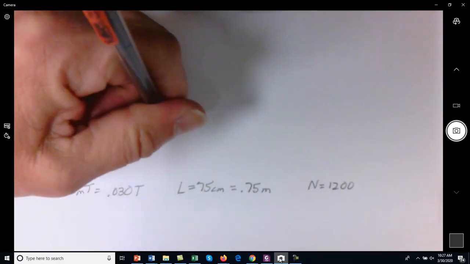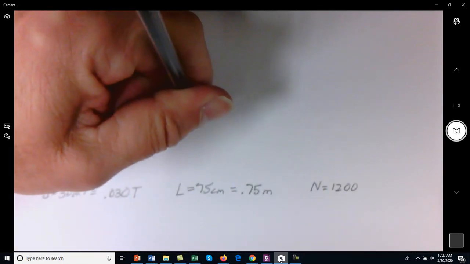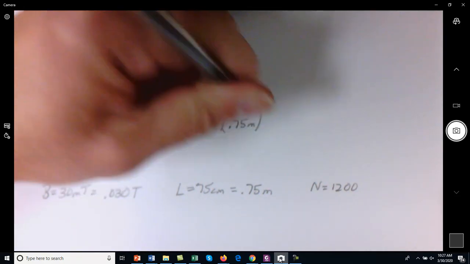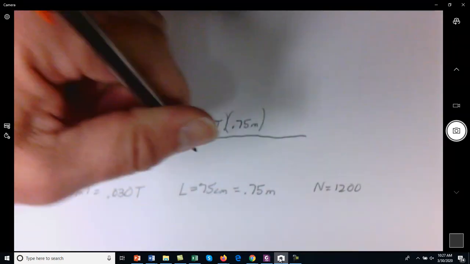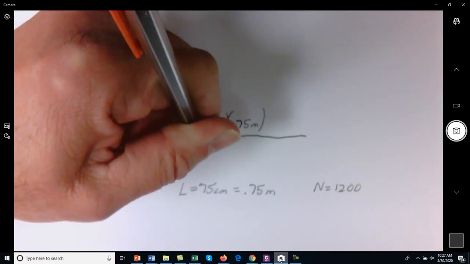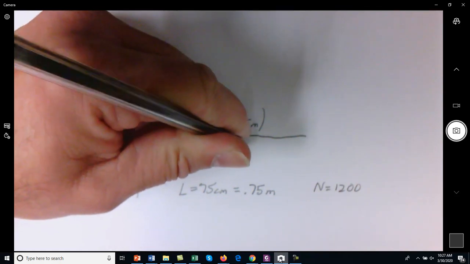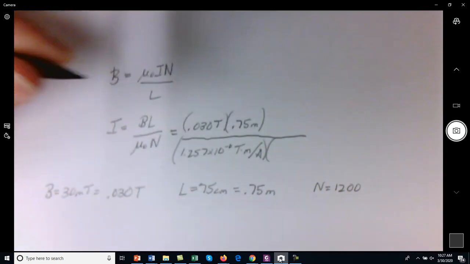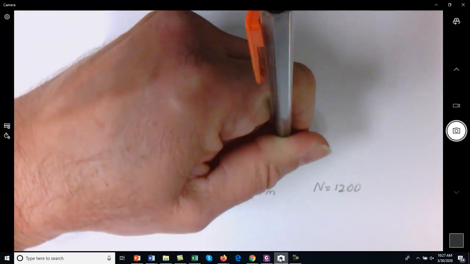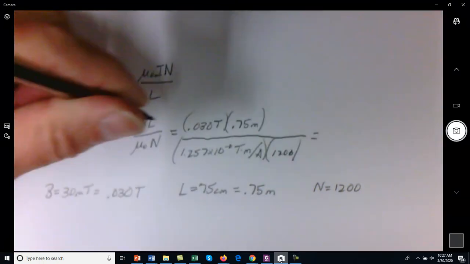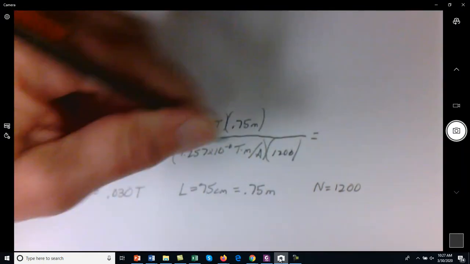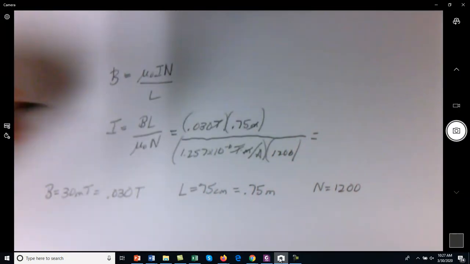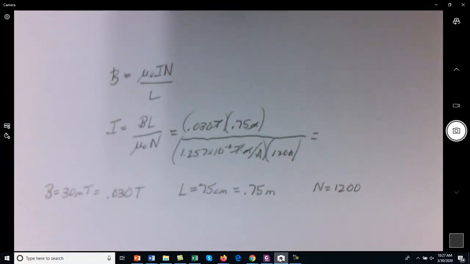Then we put in all of our information. So we have 0.030 Tesla times the length, which is 0.75 meters, divided by our permeability constant, which is 1.257 times 10 to the negative 6 Tesla meter per amp, and then the number of turns, which is 1,200. Then we do a little dimensional analysis. Teslas cancel, meters cancel, and that leaves amps in the denominator of the denominator, so that will leave amps in the numerator.